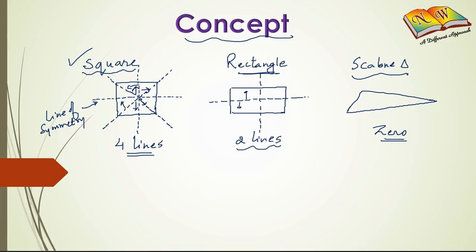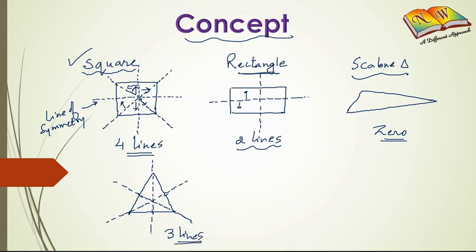But if this triangle is a specific type of triangle, like an equilateral triangle having all the three sides as equal, then we can draw some lines of symmetry. The line like this, the line like this, and the line like this. All these three lines are the lines of symmetry in case of an equilateral triangle. So there are 3 lines of symmetry.